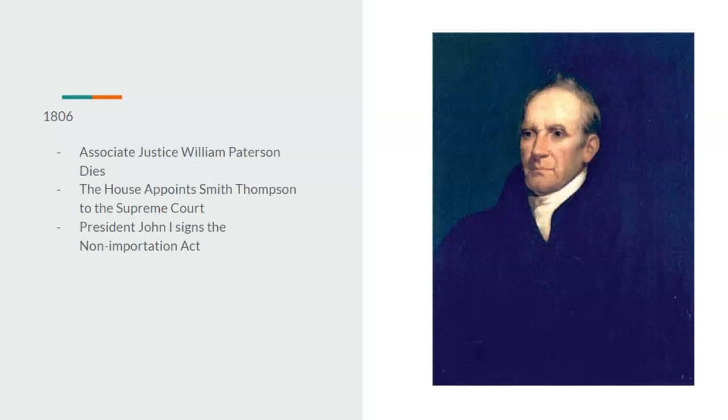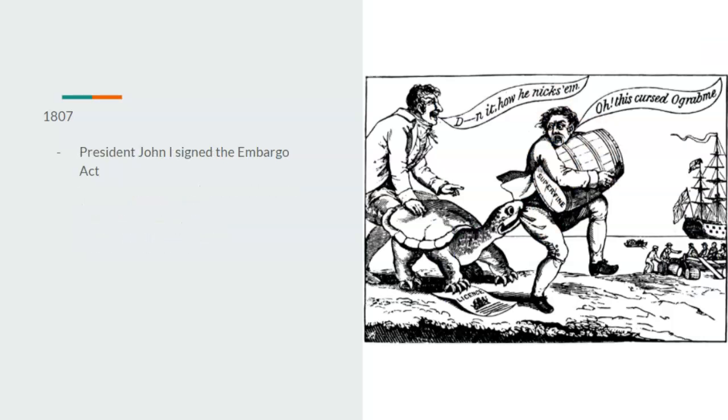In 1805, there is nothing noteworthy. 1806, Associate Justice William Patterson would die whilst in the Supreme Court, and the House would appoint Smith Thompson to the Supreme Court. And John I would sign the Non-Importation Act. 1807, John I would sign the Embargo Act, which takes all that popularity that was given to him by the Louisiana Purchase down the drain yet again.